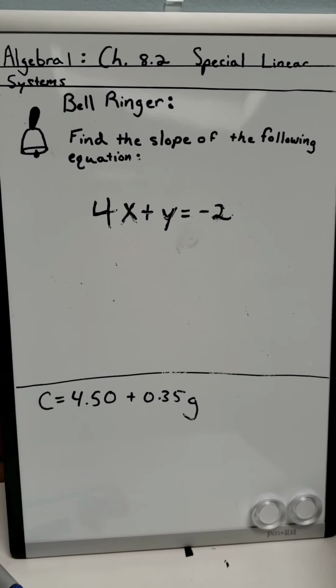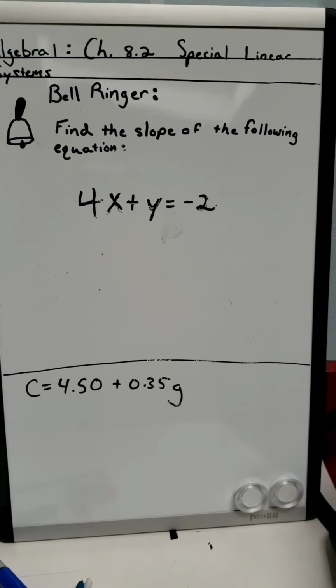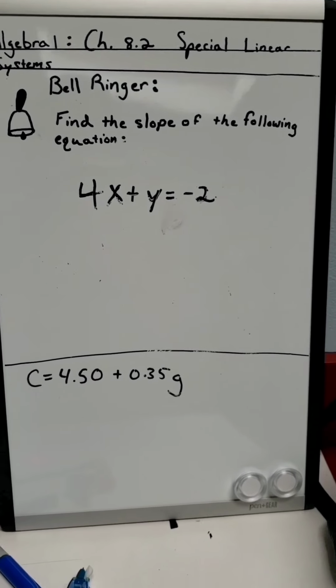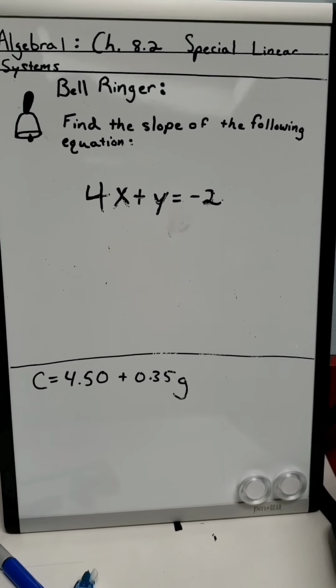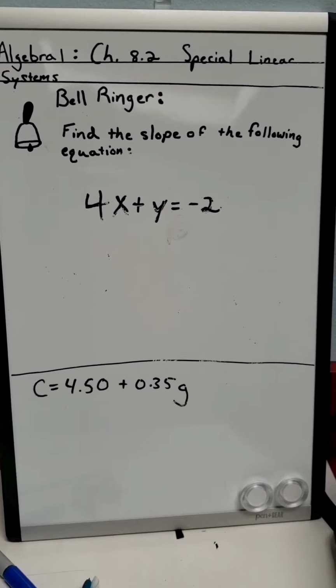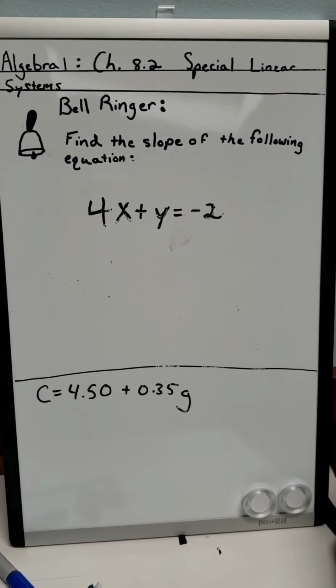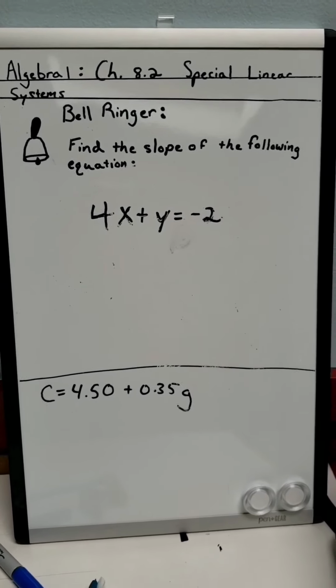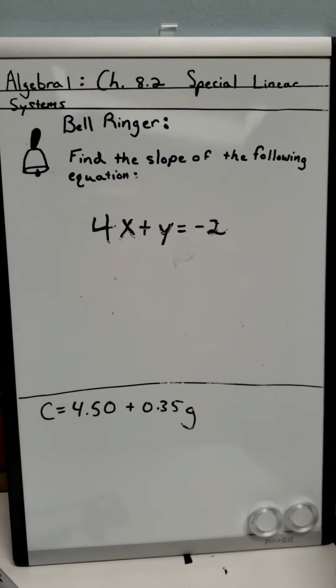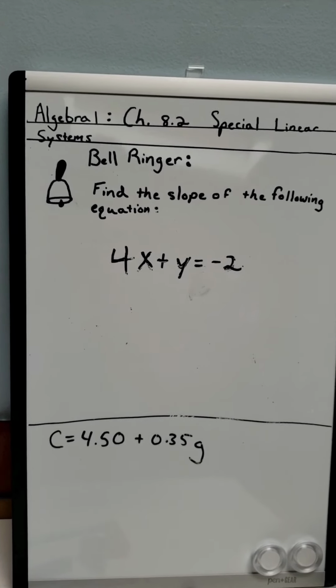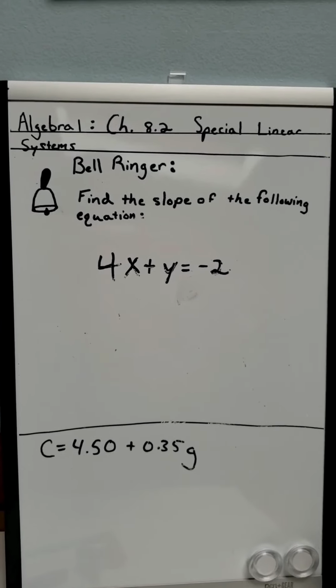We're going to be discussing Chapter 8.2, Special Linear Systems, and I thought we would start off with a little bell ringer. Today's bell ringer is find the slope of the following equation. So our equation is 4x plus y equals minus 2. So, how do we find the slope? I'll give you a second.